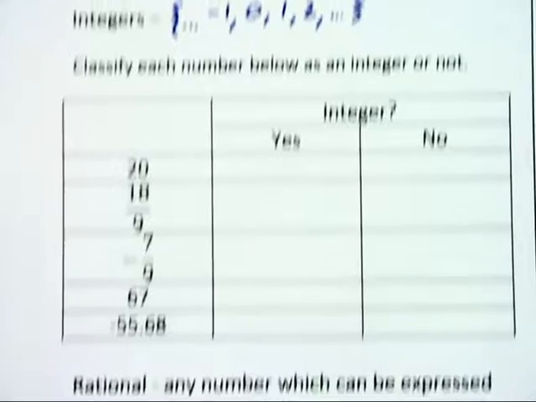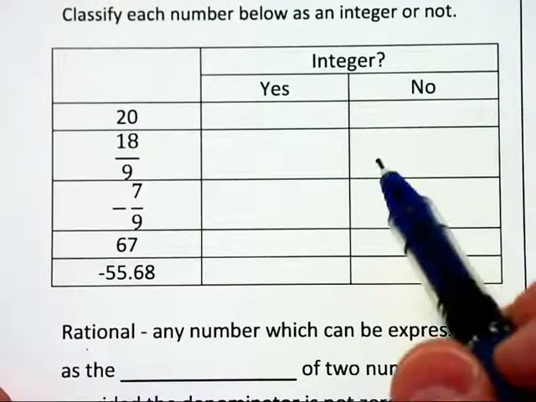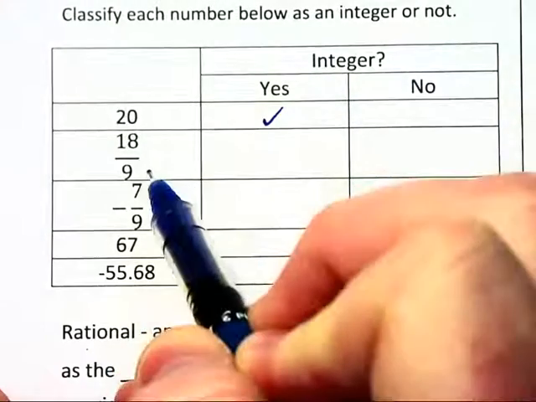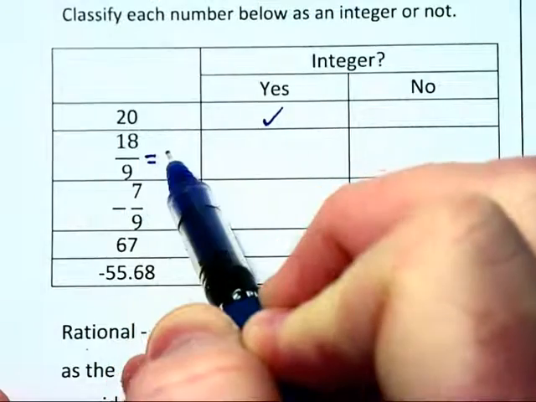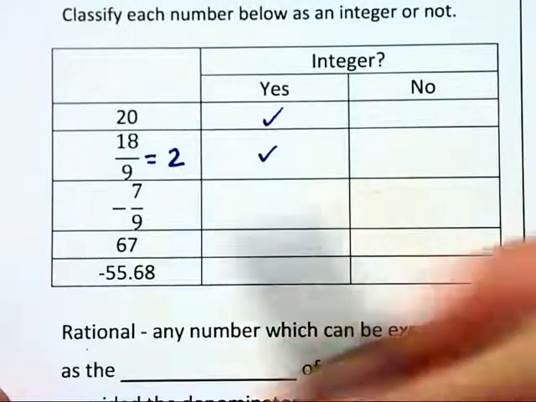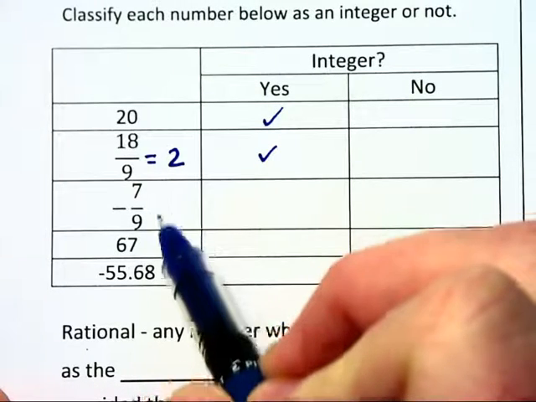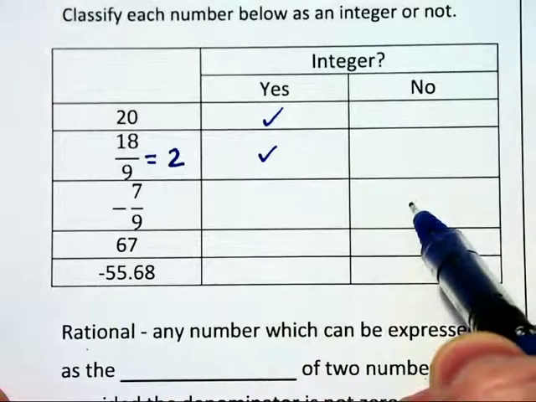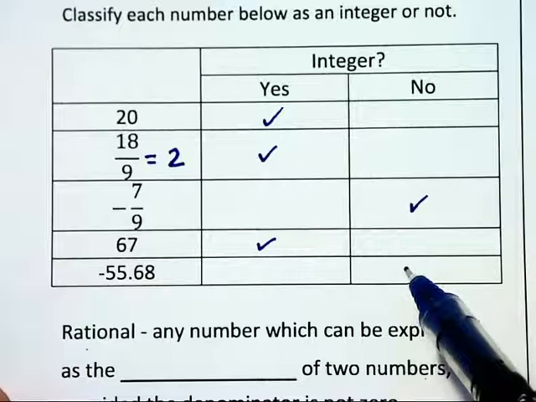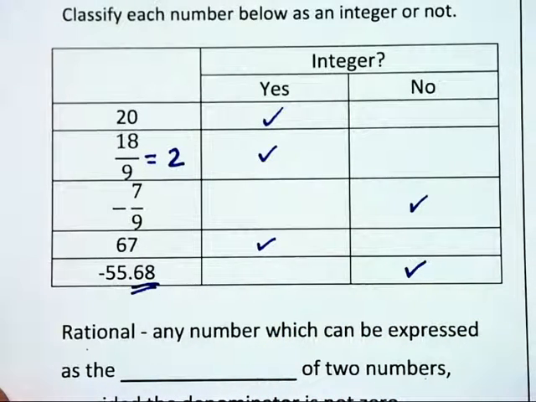Okay, the first thing we want to deal with is whether these different numbers are integers or not. 20 is an integer. 18 over 9 is written as a fraction but can be reduced to an integer, so yes, it is an integer. If it cannot be reduced into a nice clean whole number, positive or negative, then it is not an integer, whereas 67 is and negative 55.68 is not. The 0.68 disqualifies it from being an integer.